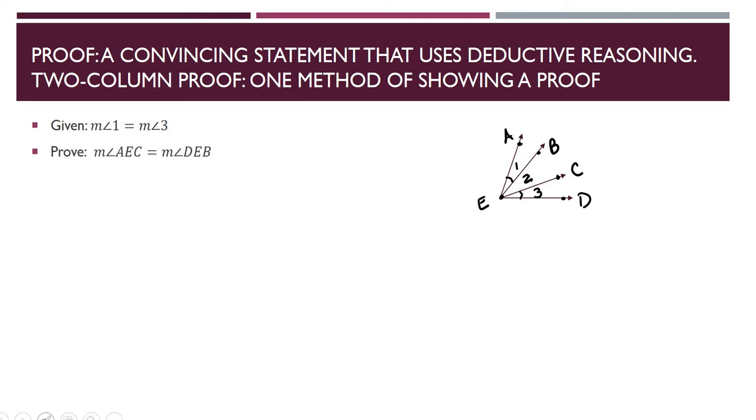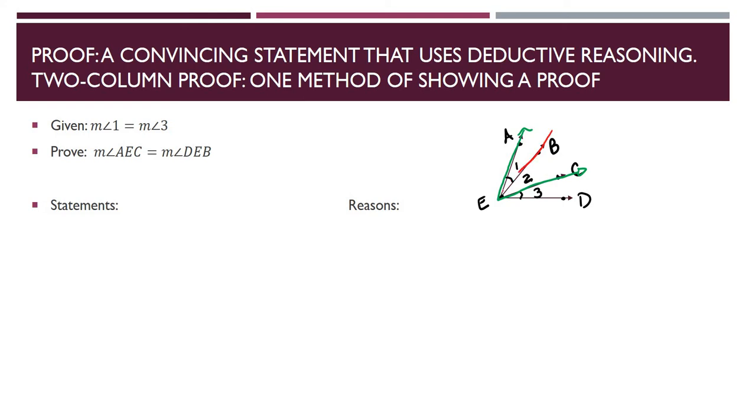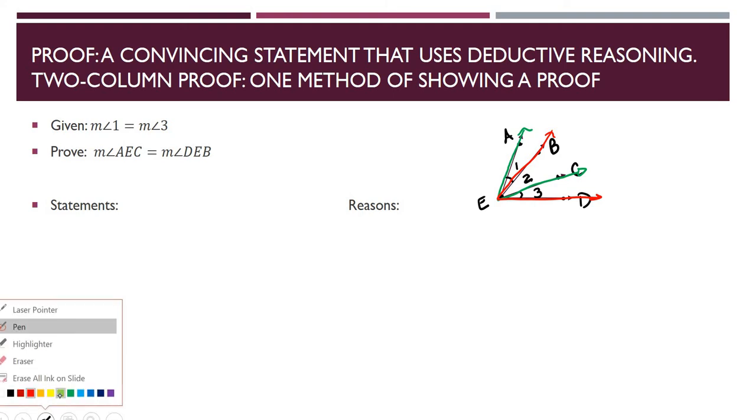Okay, what we want to prove here is that measure of angle AEC is equal to measure of angle BED. So I'm going to prove that those two angles are equal. And we're going to set up a two-column proof. We're going to have a column with statements and a column with reasons. So let's get going on this.